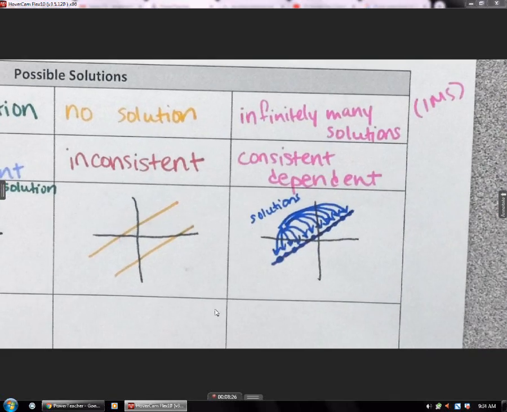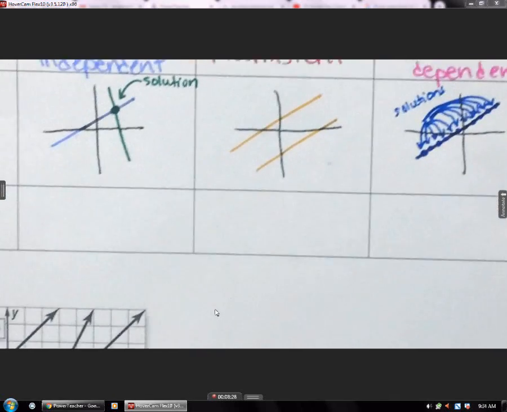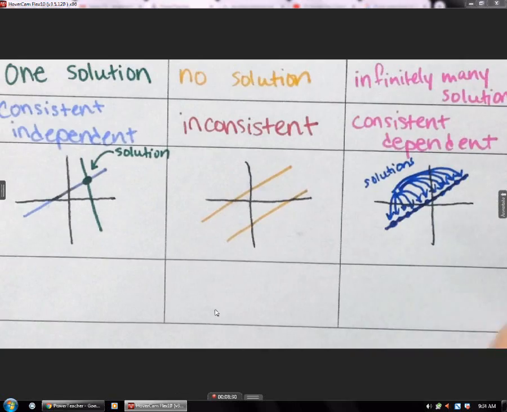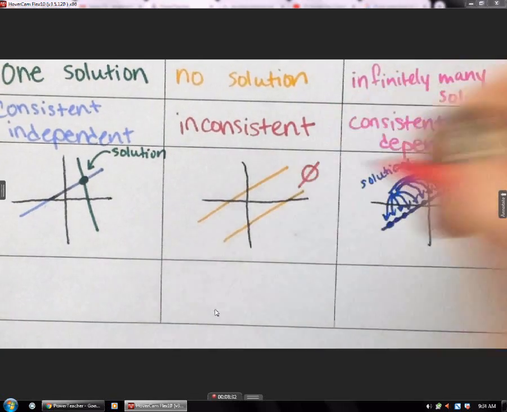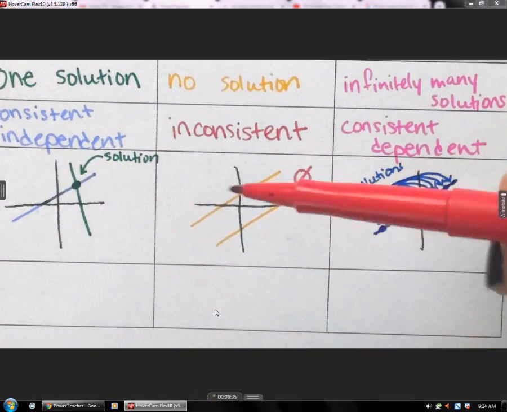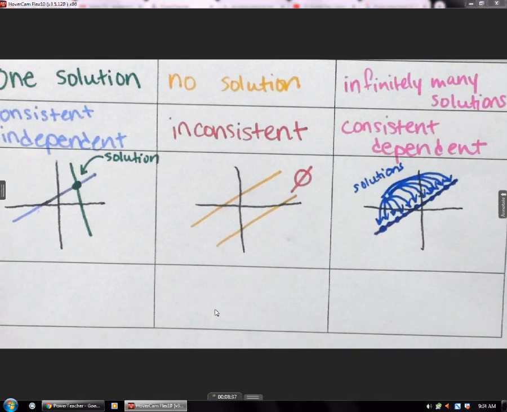Okay, we'll skip the type for now. It might come back to me. And then for no solution, they're not intersecting ever, so there's no solution here. There's no overlapping points. So an overlapping point is a solution. That's a big idea today.